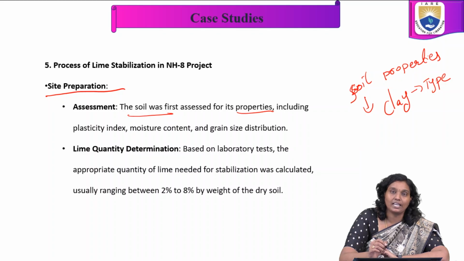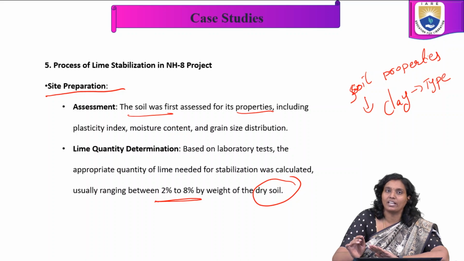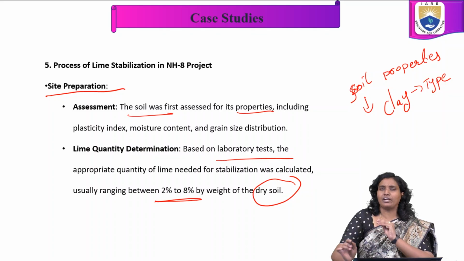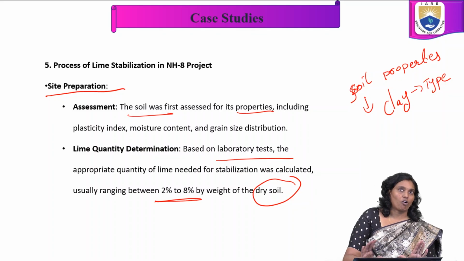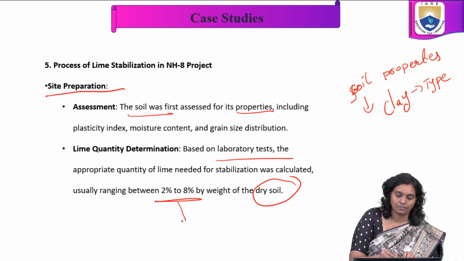Now, in lime quantity determination, based on the various laboratory tests, we have to calculate how much percentage of lime is needed for stabilization. Usually it ranges from 2% to 8% by weight of the dry soil. Every time the same percentage of lime quantity is not used for all kinds of projects. It depends upon the type of the project.